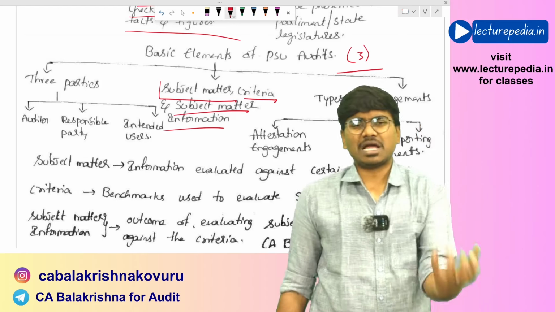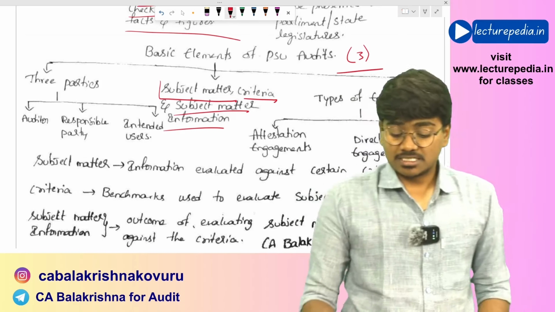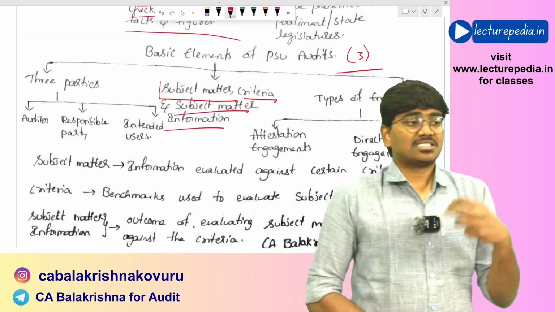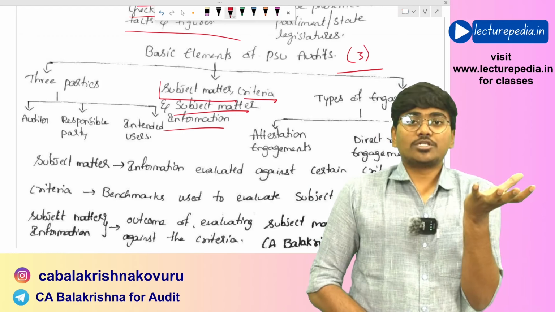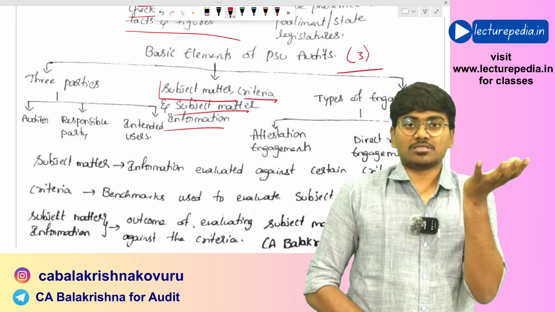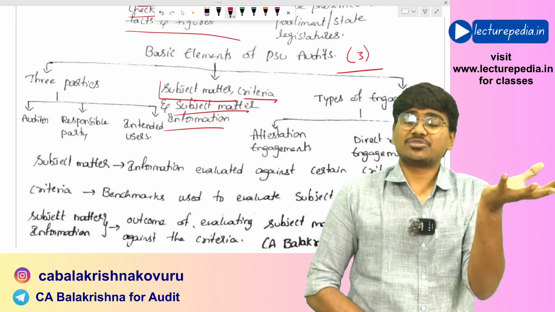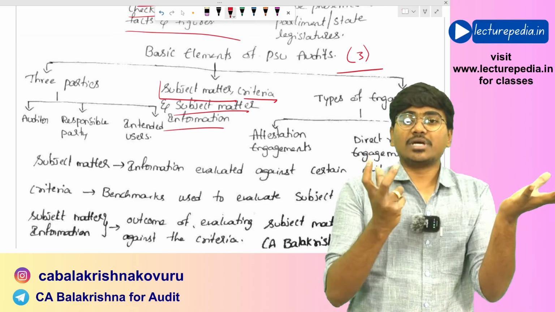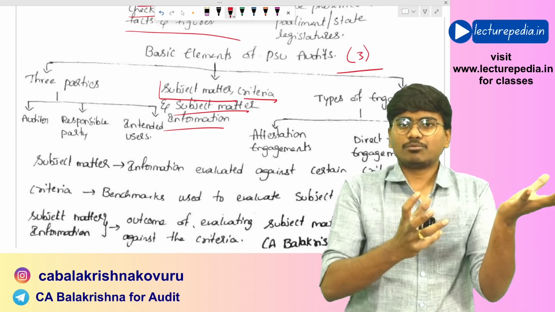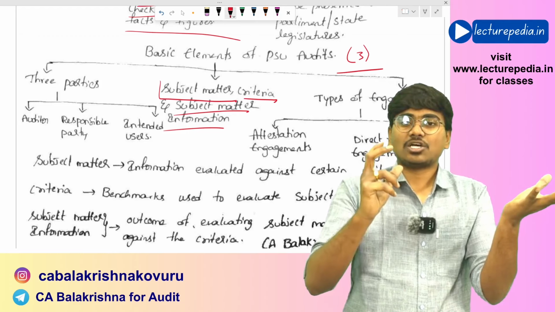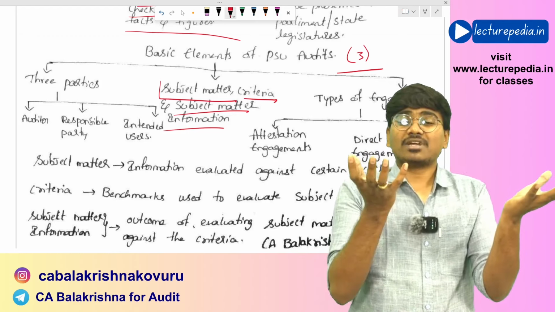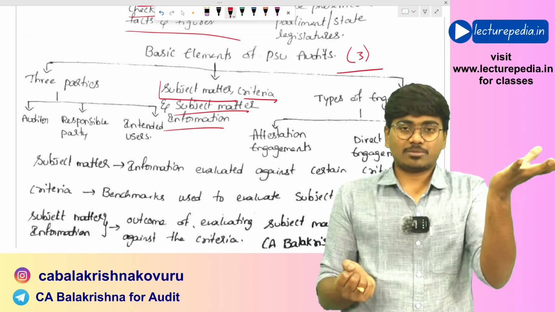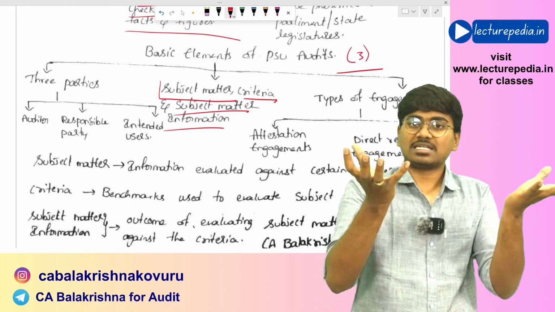What is this subject matter, criteria, subject matter information? I will explain this with the help of an example. Subject matter means the matter that you are going to audit. Let's say financial statements. Here financial statements become the subject matter. Next, criteria refers to the benchmark or the framework. In our example, criteria can be Ind AS or accounting standards, that is the framework as per which you have prepared the financial statements. So financial statements are the subject matter, Ind AS or accounting standards are the criteria.